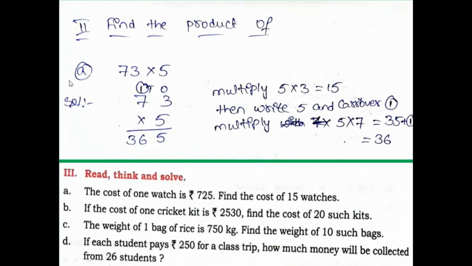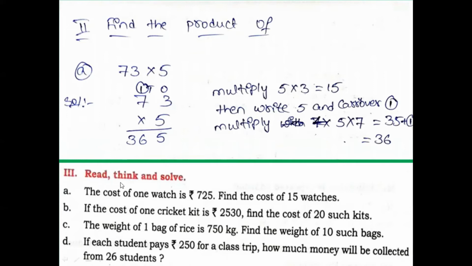Find the product. Example, 73 into 5. In 73, 3 is in the ones place and 7 is in the tens place. 5 is in the ones place. Multiply 5 into 3. 5 3 is 15. Carry over 1. 7 5 is 35. 35 plus 1, the carry over, so add 1. 36. The product is 365.